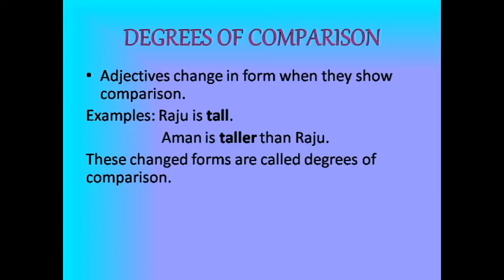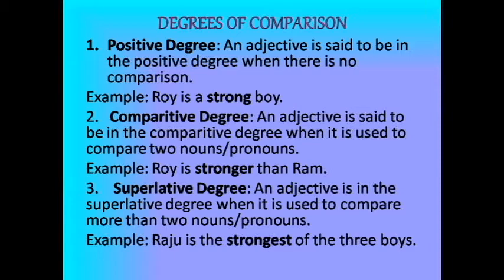In these two sentences, we are comparing Raju and Aman. We are telling first that Raju is tall, and again in the second sentence, we are exclaiming that Aman is taller than Raju. So these changed forms, which are tall to taller, are called degrees of comparison. On the basis of comparison, degrees of adjectives can be classified as three: positive, comparative and superlative.